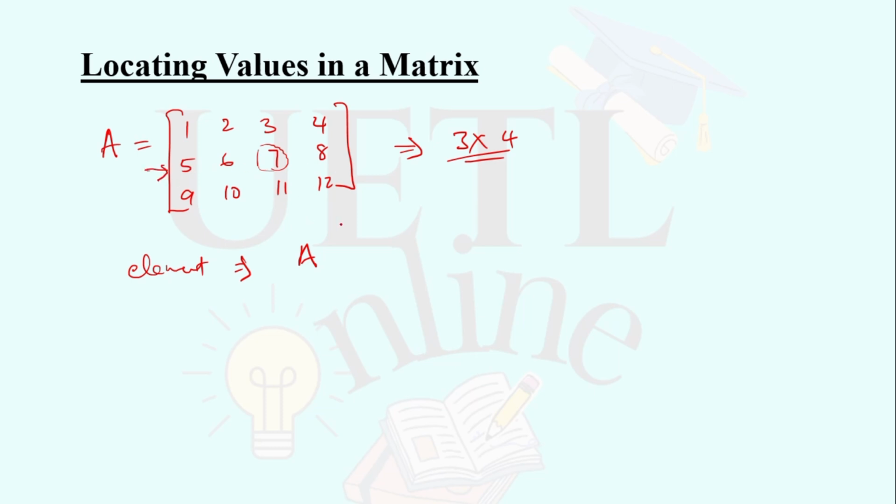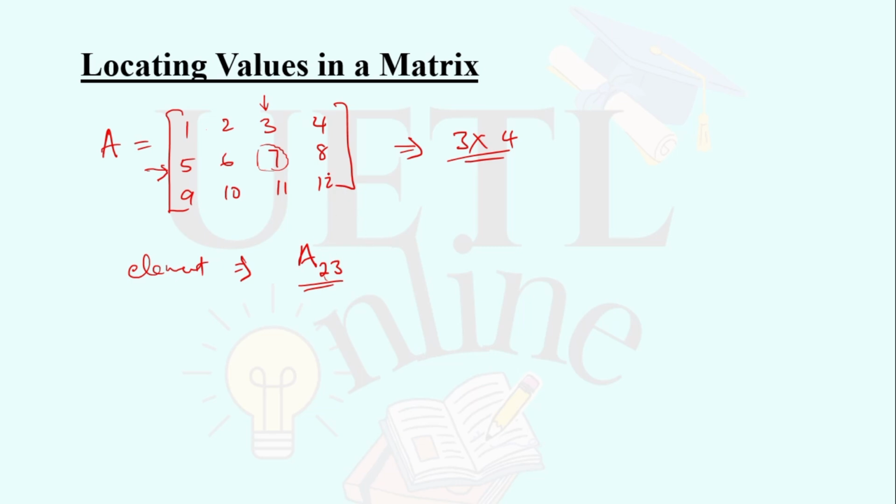Okay, so you write 2 here. Then you can count which column it is in. In this case, you write it here. Now you can see that it is in column 3. So, A 2 3. If you are asked to locate 7, you can say that it is A 2 3. So this is how we locate values in a matrix.